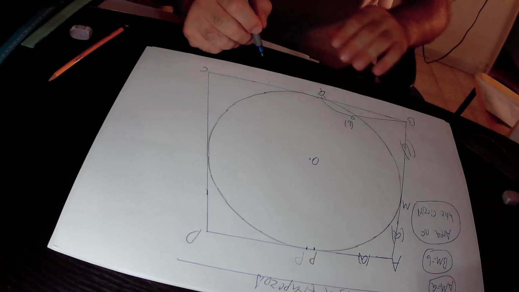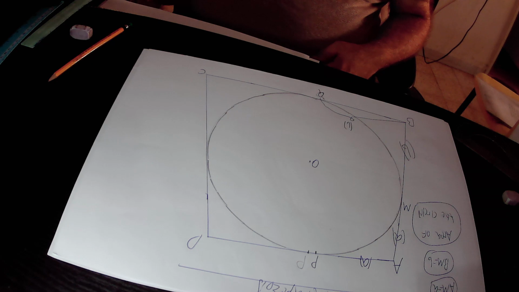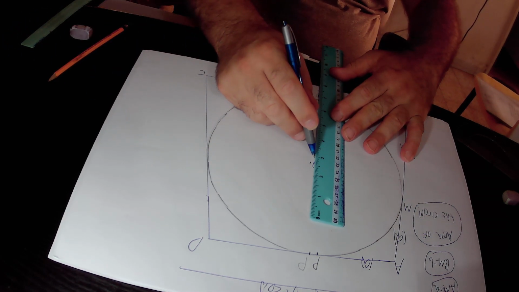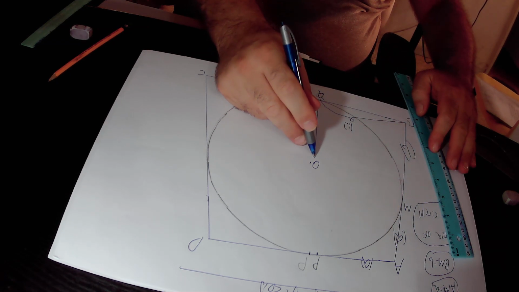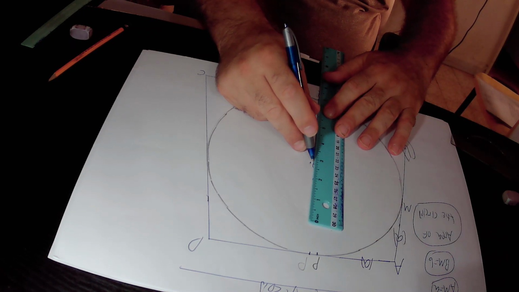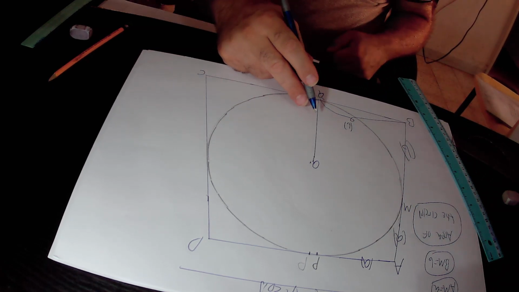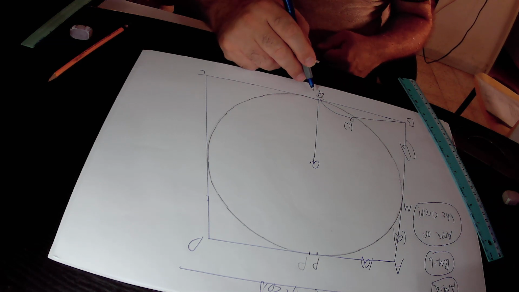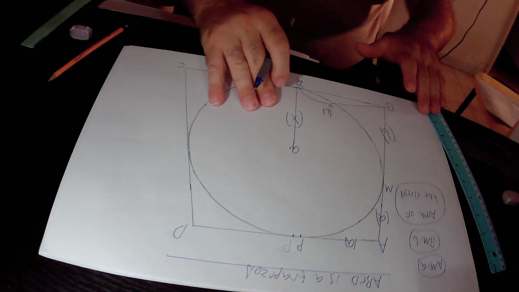In the next step, we will join points O and P, O and Q together by a straight line. Point O is the center of this circle. Point Q is a point on the circle itself. Therefore, OQ is the radius of this circle. So we will define the radius of this circle as x. So OQ equals x. This is the radius of this circle.